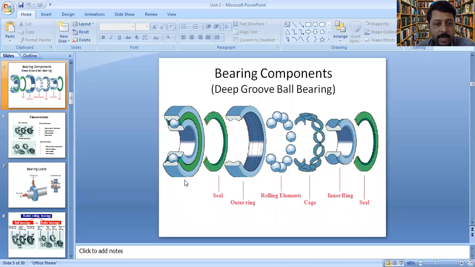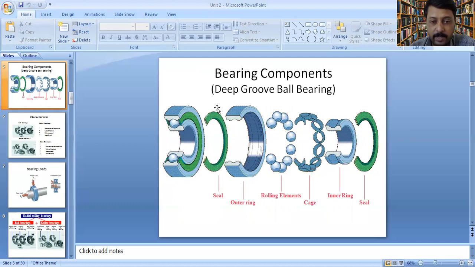At this left side, you can see that this is a complete assembled view of a ball bearing. This is one type of ball bearing, which is called a deep groove ball bearing. And in this, these are the different parts. So what are these parts?